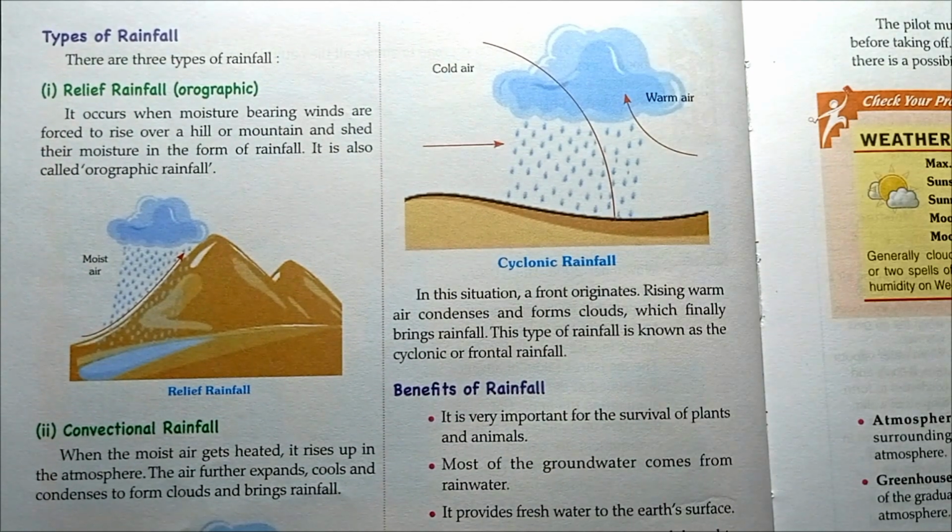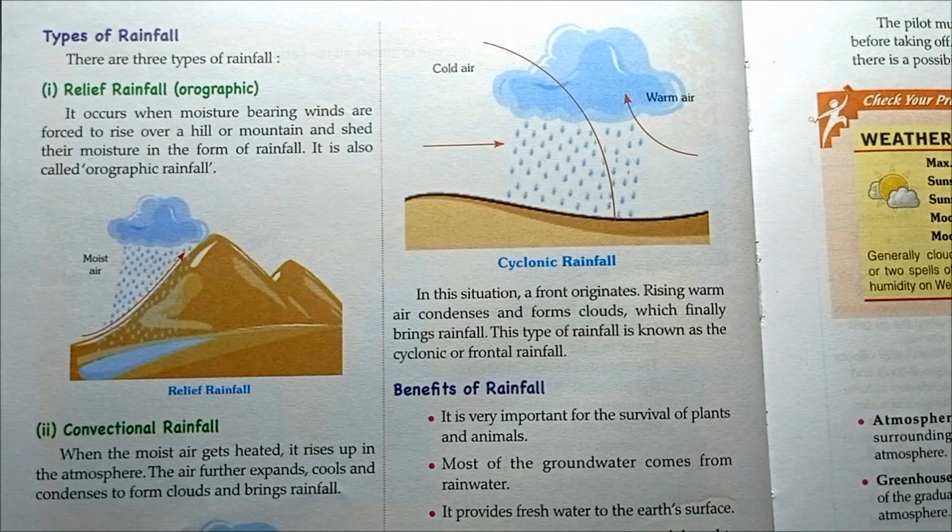Second is our convectional rainfall. When the moist air gets heated, it rises up in the atmosphere. The air further expands, cools and condenses to form clouds and bring rainfall. This kind of rainfall is known as convectional rainfall.